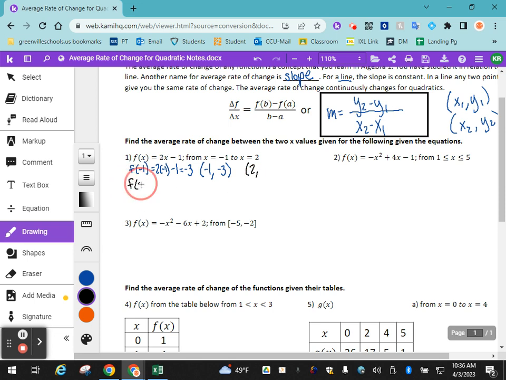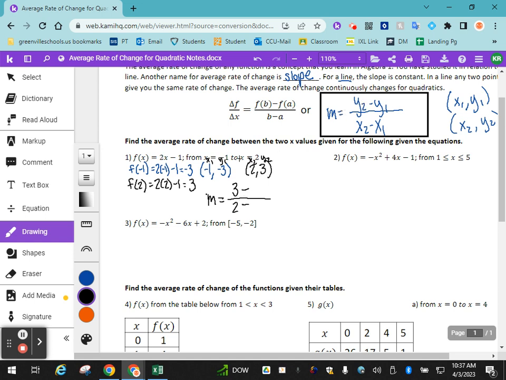So f of 2 is 2 times 2 minus 1. So that's 4 minus 1. That's +3. And now we have 2 points we can find the slope between. So the slope between these 2 points, it doesn't matter which one you call x1 and which one you call y1, as long as if this is x1, this is y1, this is x2, this is y2. It does not matter. As long as the y is on top of the x that is paired with it, you'll get your answers right.